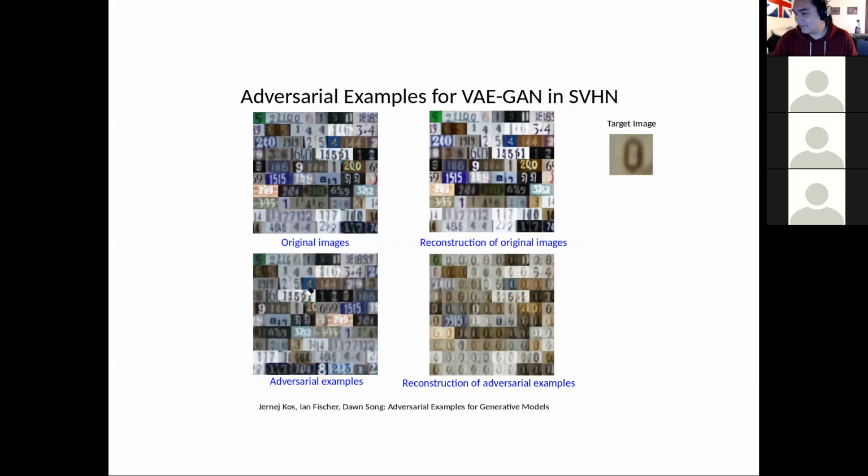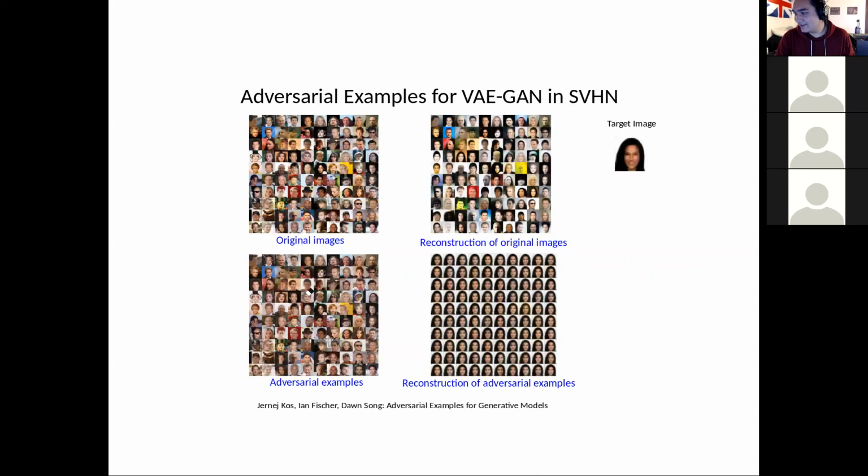Similarly, we can do this targeted attack with more complicated visual samples, things like SVHN. Or we can do it with faces. This is the large face database, I think. And we can make small perturbations to face images that will all decompress into the same target image, which is a very interesting attack. Does anyone have questions on this kind of attack, attacks for generative models?